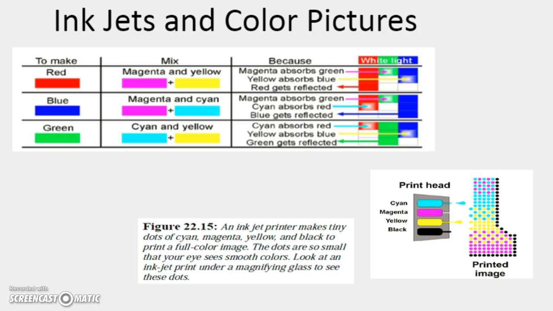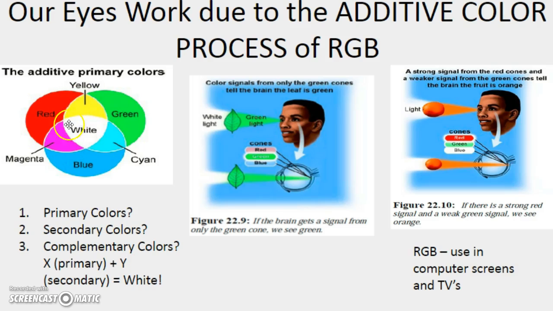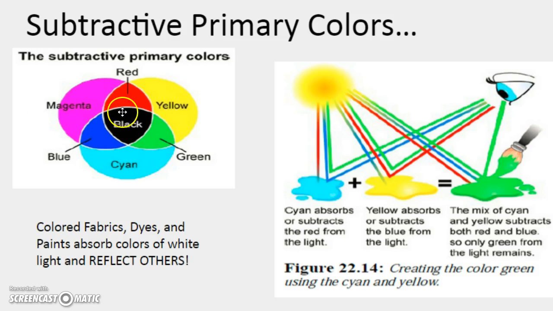So in conclusion, we can look at the additive color process where we're talking about light, and we can apply the process to set the subtractive primary colors, and if I mix them together, I get black because they're absorbing because of the pigments.